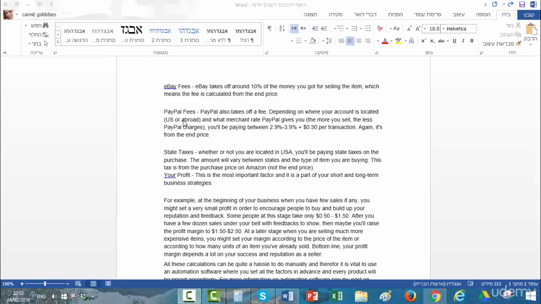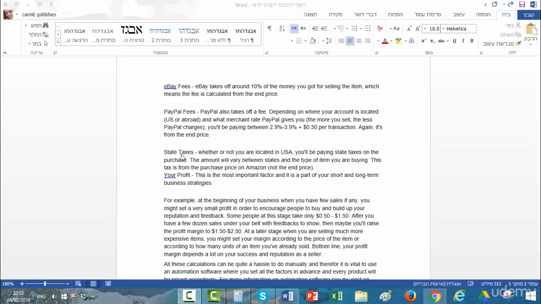You also pay PayPal fees. PayPal also takes off a fee. Depending on where your account is located, the US or abroad, and what merchant rate PayPal gives you, that is, the more you sell, the less PayPal charges you. You'll be paying between 2.9% to 3.9%, plus 30 cents per transaction, which you need to take into account. So again, it's from the end price.